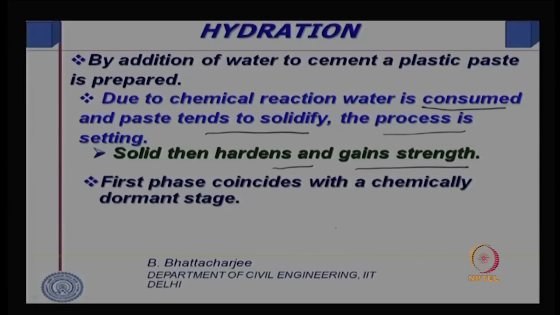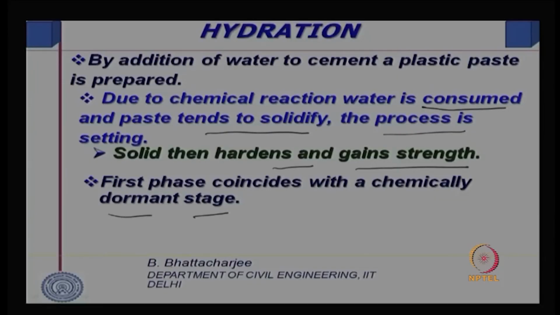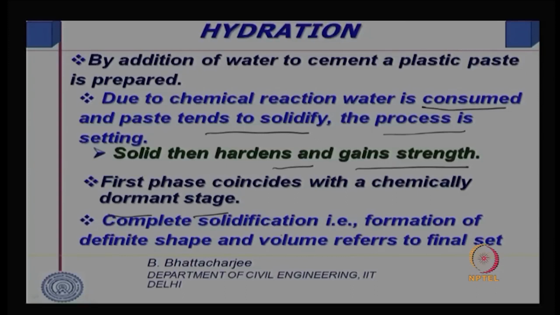The first phase of this solidification coincides with the chemically dormant period. We call it the chemically dormant stage, and complete solidification with formation of definite shape and volume refers to final setting. That means a solid has got a definite shape and volume. So, when you mix cement and water, it forms a plastic kind of paste. This gradually solidifies, and when it attains a definite volume and shape, fully solid, we call it final setting has occurred.